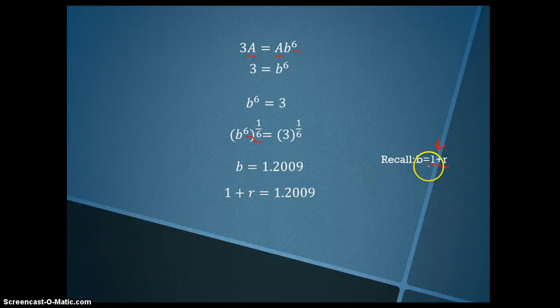So substituting our b for 1 plus r, we notice that 1 plus r is equal to 1.2009. Solving for r, we now have our monthly rate at 20.09%, as we wanted to show.